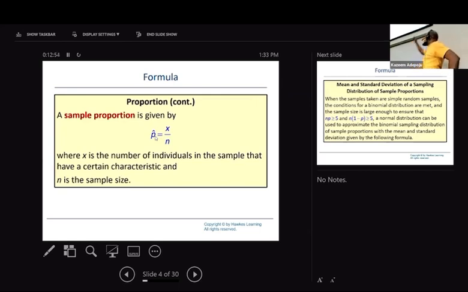And you can see here a lowercase n actually represents the sample size. And a lowercase x actually represents the number in the sample that possess the characteristics of interest. Take a look at that.